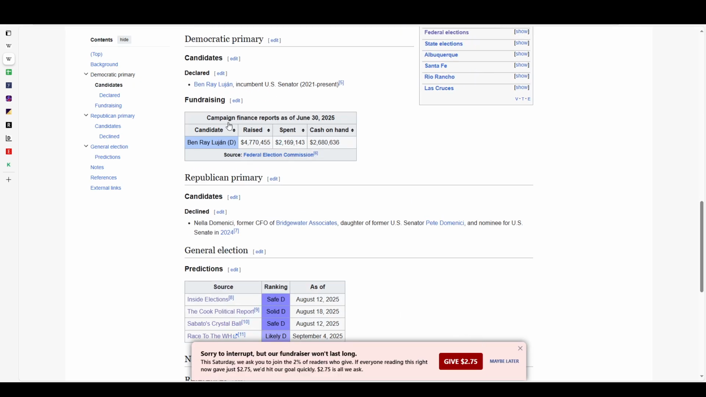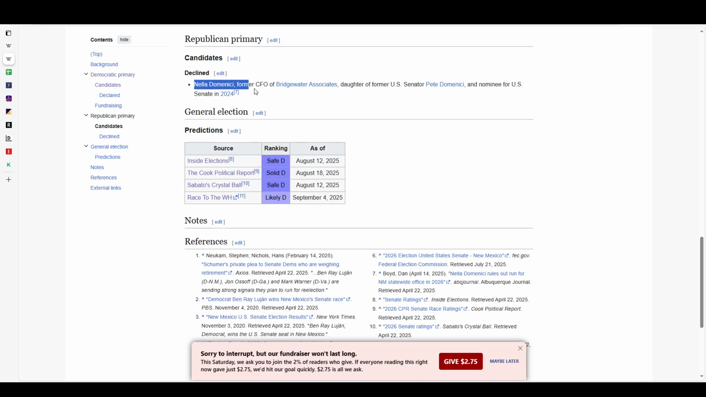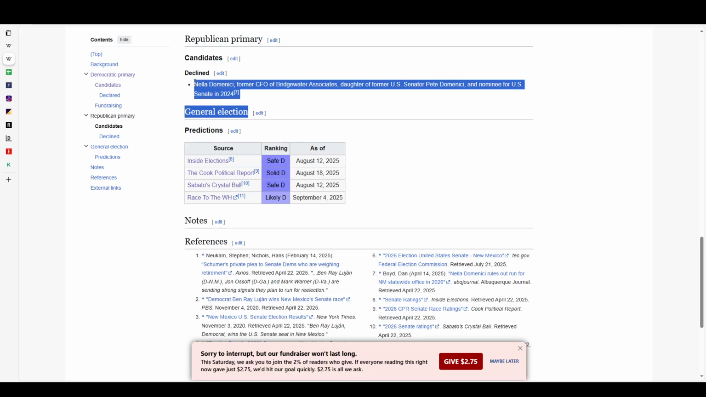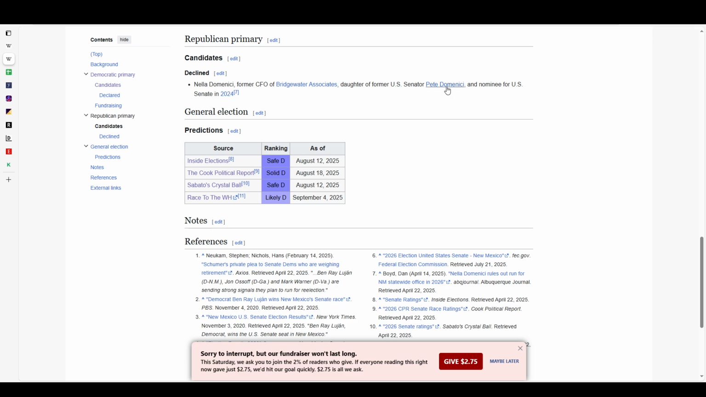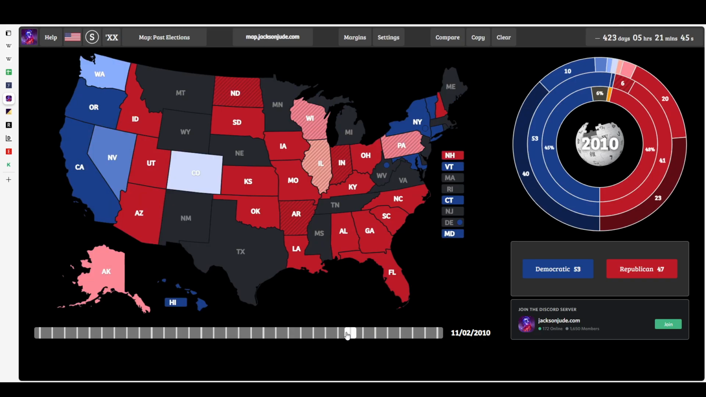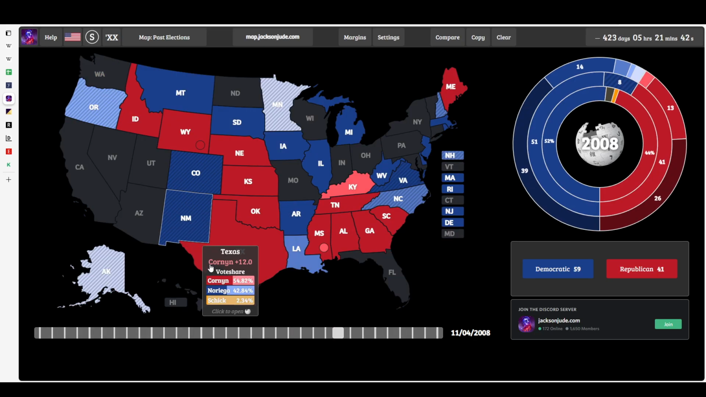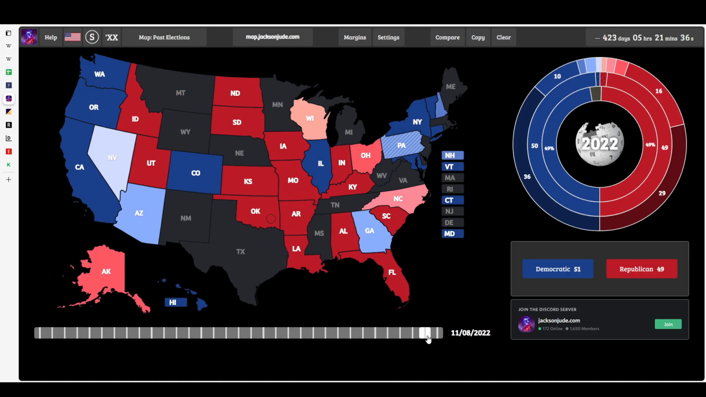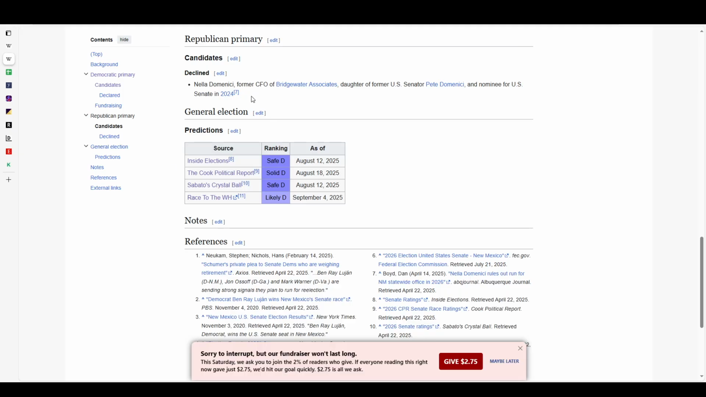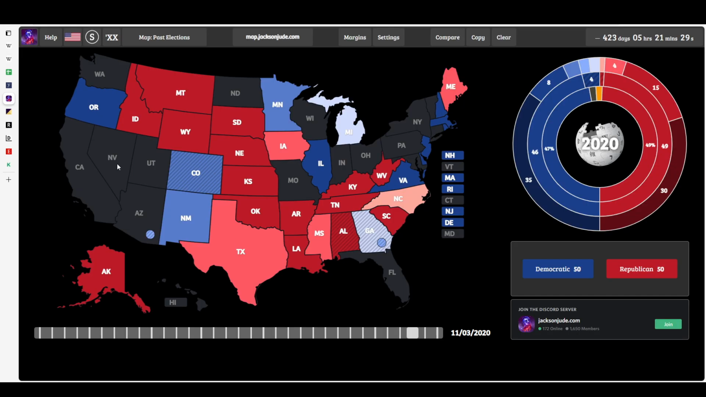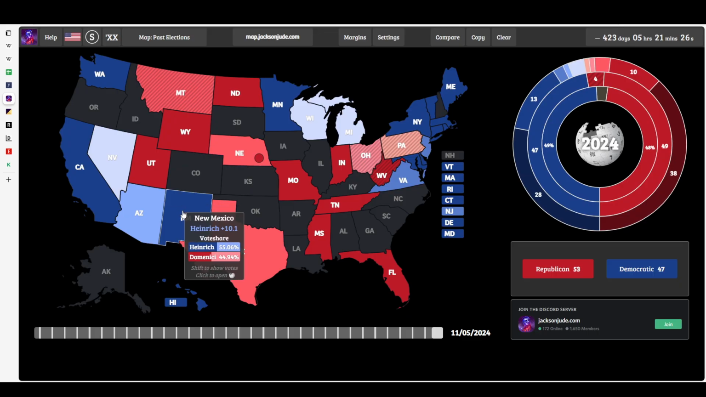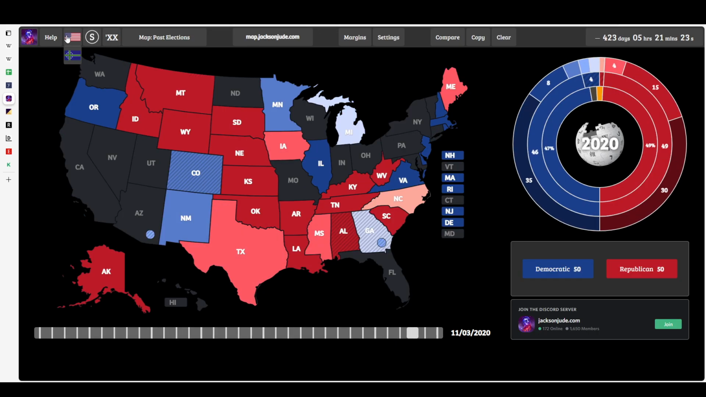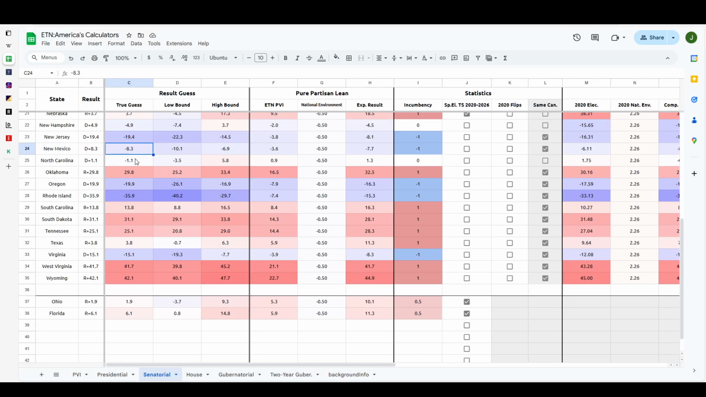So he's the only one in the Democratic primary. Nella Domenici actually has declined to run, so there's really no candidates here. She's the daughter of the former U.S. Senator, the last Republican senator from New Mexico. And I believe he got beat in 2008. He retired for Udall to then take the seat. He last won by 30 points in 2002. She was the nominee for Senate in 2024, and she did lose by 10.1% to Martin Heinrich. So that's the context there. 8.3 points, no real contest.